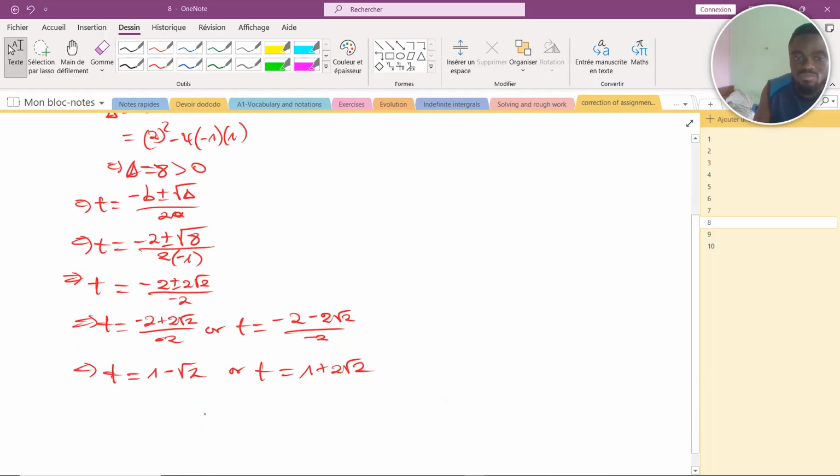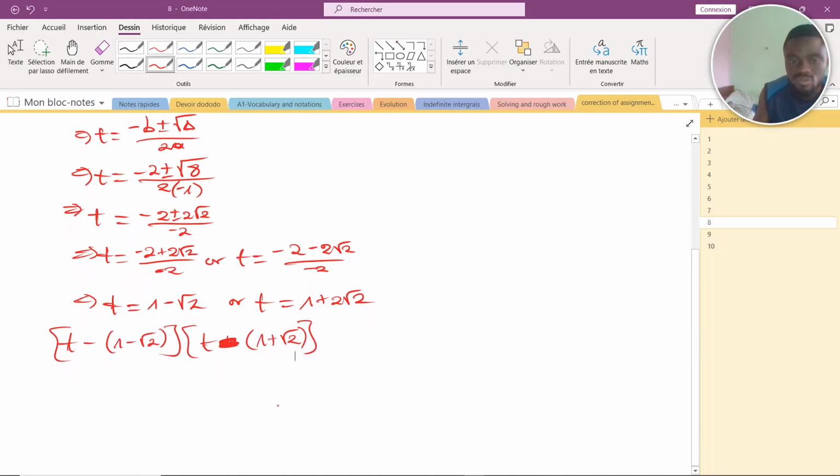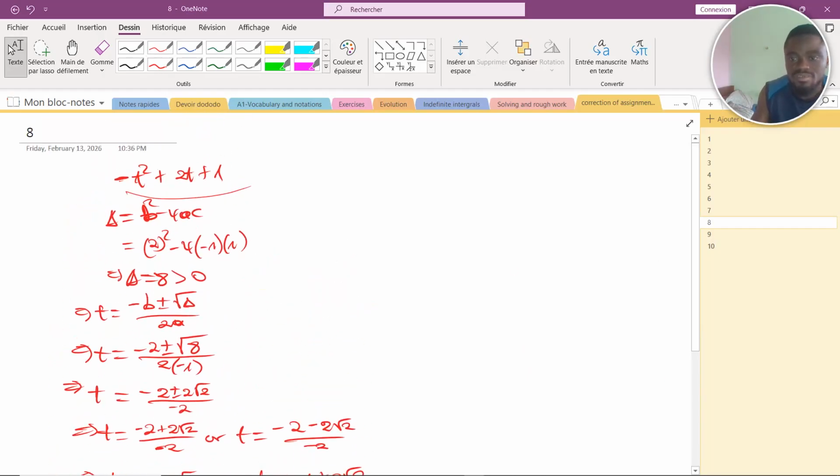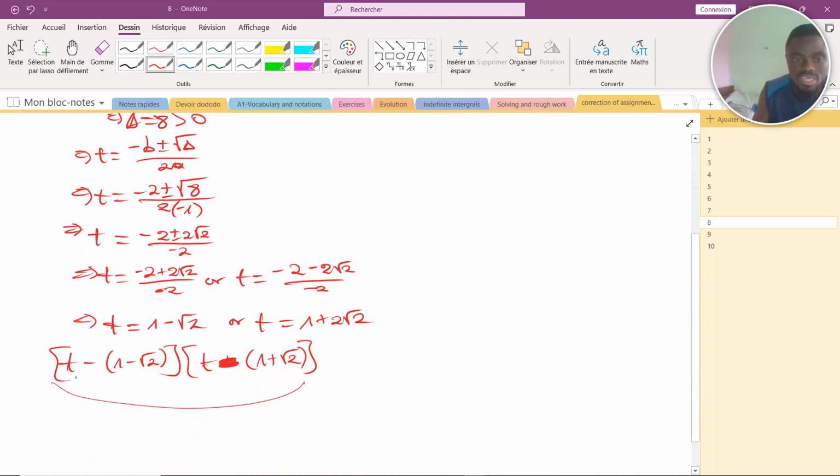When you reach this level, naturally, we know that the factors will be what? T minus 1 minus root 2 into t minus 1 plus root 2. Is that okay? Now, let's verify something. Let's try to develop this. If that will give this, let's try to develop that. If we develop this, I will have this times this. This will give t squared. This times this, I'll have minus t into 1 plus root 2.